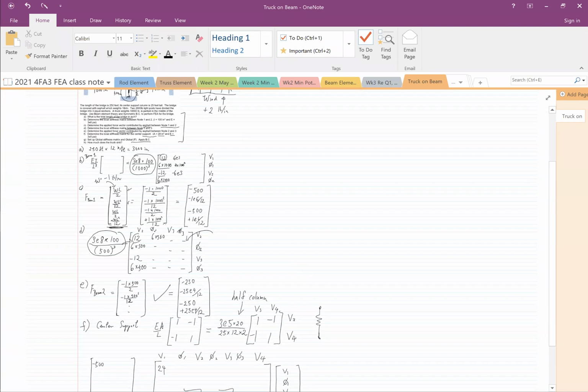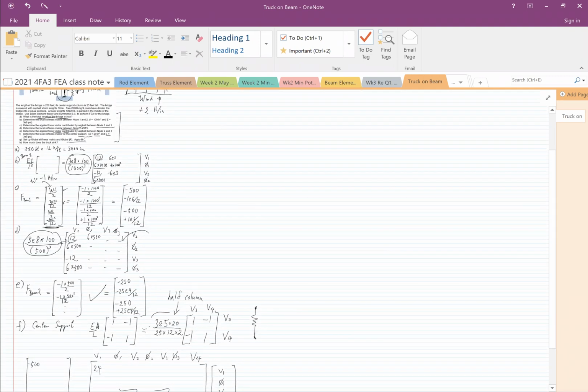Okay, right here we have 3 terms, right? All scale factor times 2. Okay, then you can add them together.